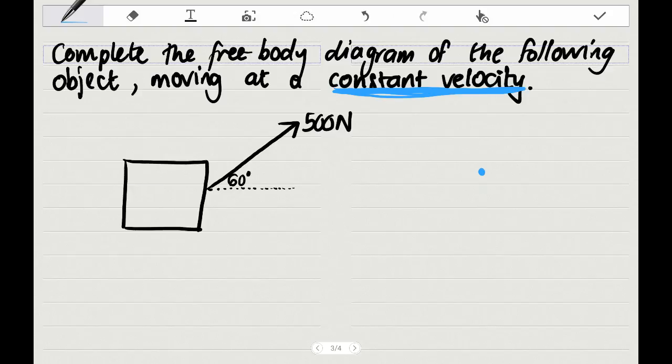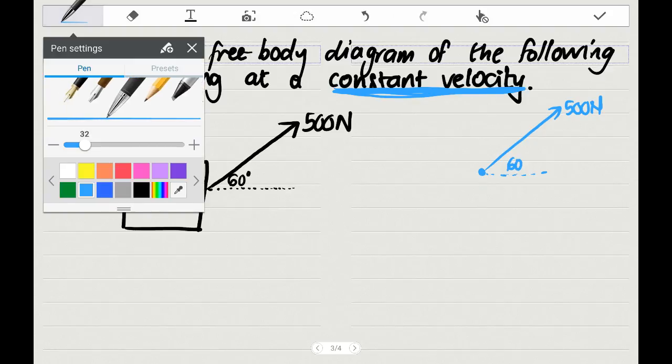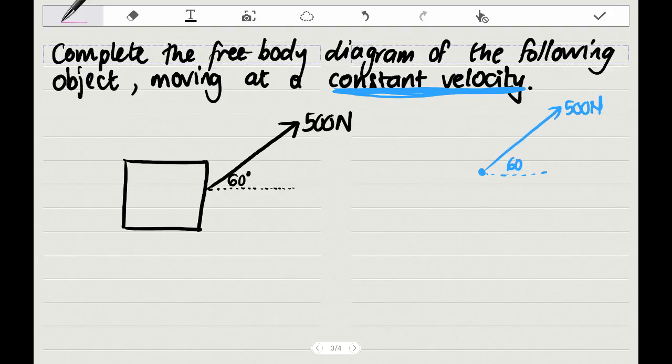Well, you could draw the force at an angle, so that's 500 newtons. But what I prefer to do is draw its components. Like how the gravitational force was broken up into components, something at an angle is also broken up into its components. So this here has two components, and this here has got an x component.